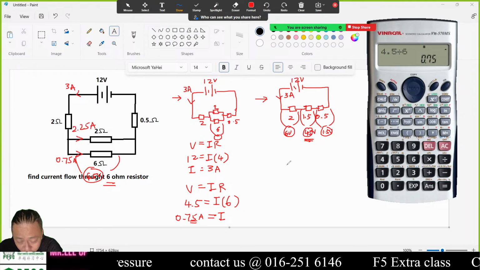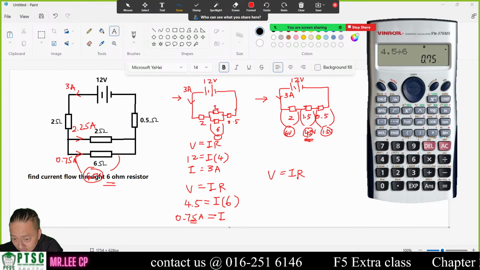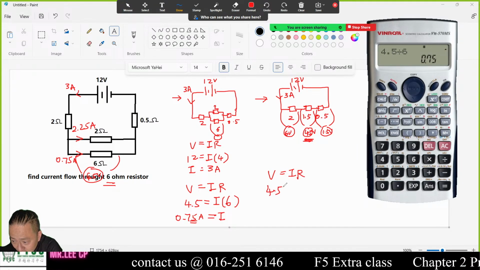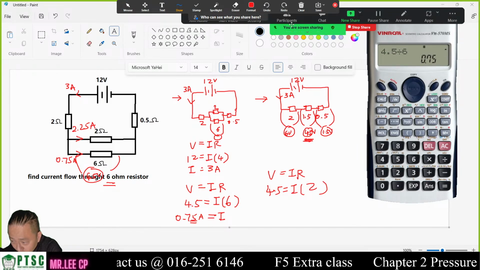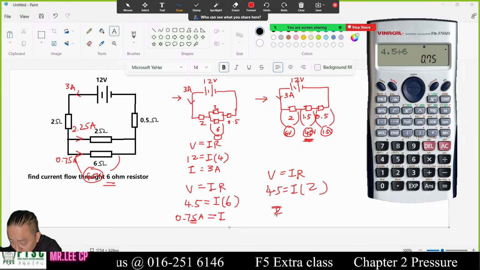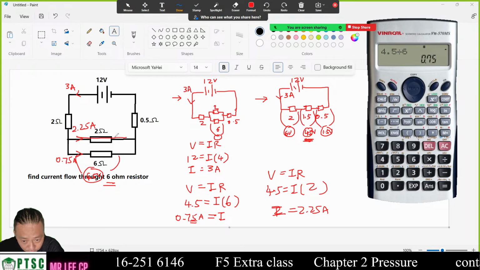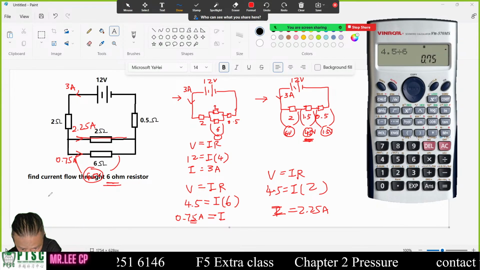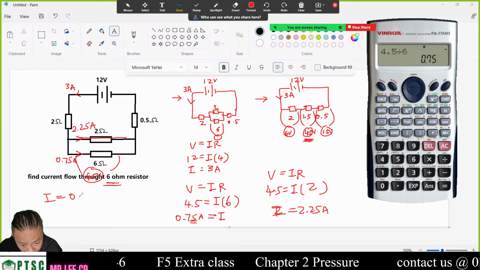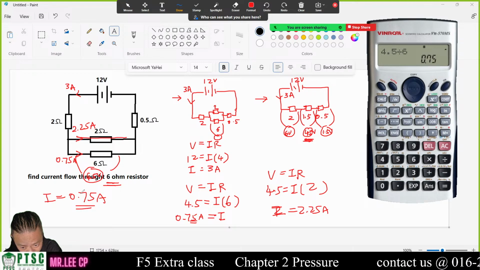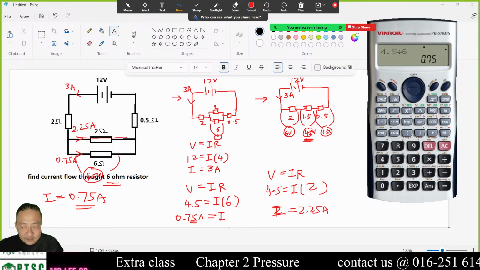I don't believe it, I want to try. V is equal to IR. V is 4.5, I is unknown, R is 2. 4.5 divided by 2 is 2.25. Yes, you are right, 2.25 flows to here. So the answer is the current I is 0.75. Do you understand this?